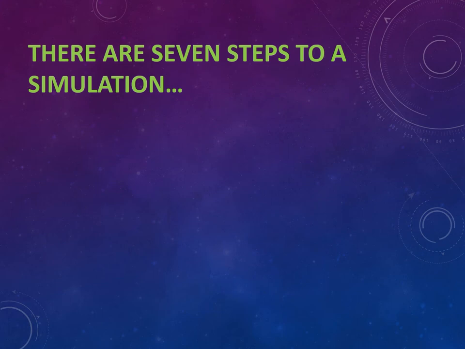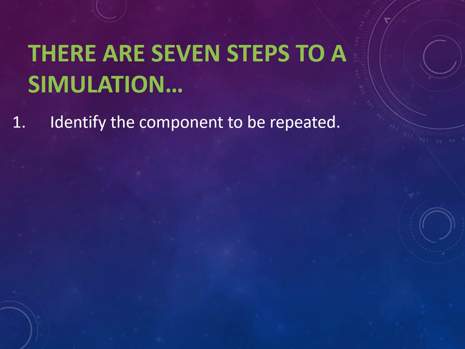The first step is to identify the component to be repeated. What are you going to be doing? Now, this isn't the entire trial. For the example that I gave you of rolling a dice 3 times and figuring out what the sum of those would be, the component that you're going to be repeating is rolling the dice. You actually have to spell this out. So if they ask you to build a simulation, your first step is to identify the component to be repeated. What are you going to be doing?